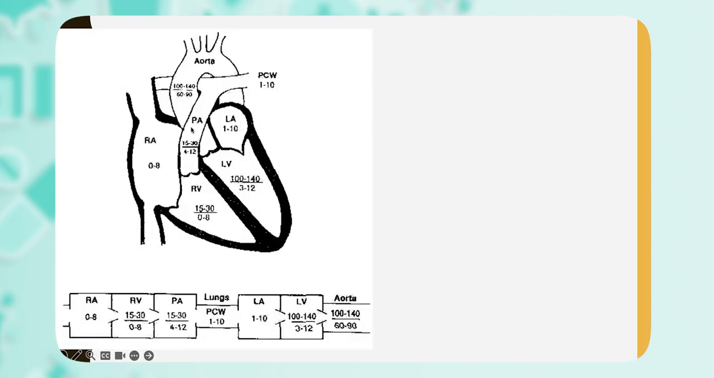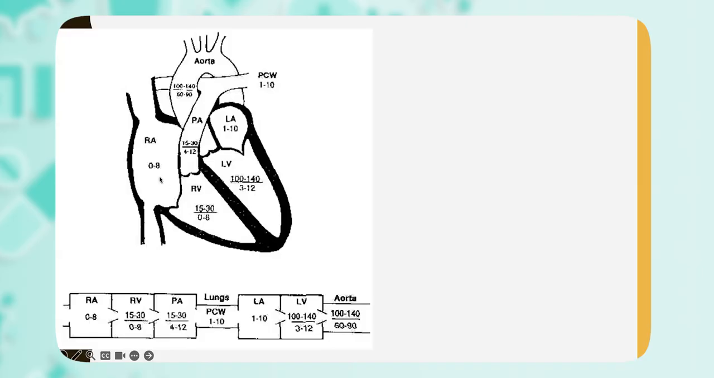The LA and RA pressures are relatively low. LA pressure is 1 to 10 mean pressure, millimeter of mercury, and RA is 0 to 8. Mostly RA pressures are slightly lower than LA or sometimes equal as well. RV pressures are 15 to 30 systolic and 0 to 8 diastolic. You can note that these diastolic pressures are equal to the corresponding atrial pressures, same for LA and LV, same for RA and RV.